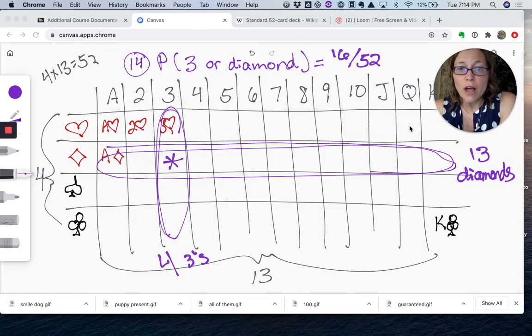So when we draw this, we can say, okay, well I know there's 4 threes, 13 diamonds, but I'm double counting 1, so I need to subtract 1. Or maybe you would say, well, there's 13 diamonds, and then there's 3 extra threes that I haven't already used. However you want to think about it, we end up with 16 cards that qualify for this.